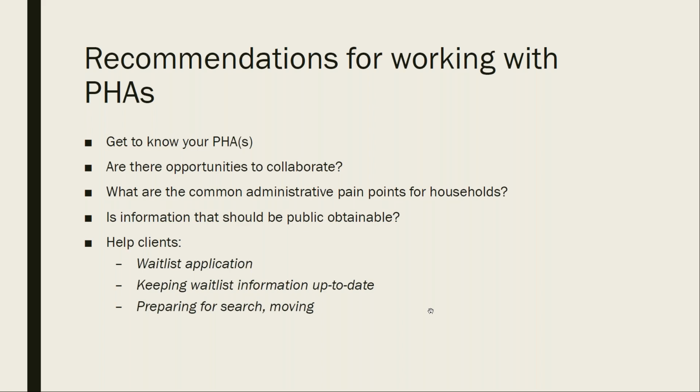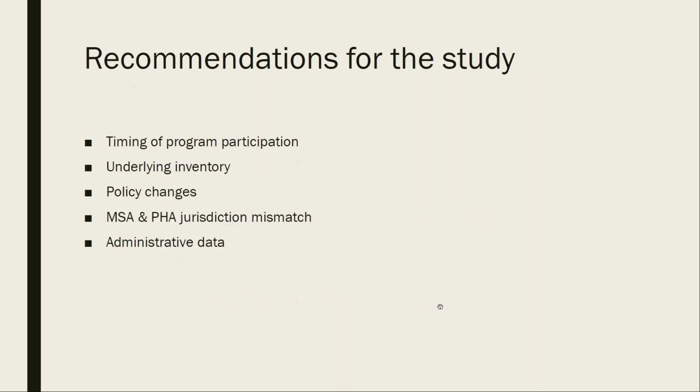And then also just making sure information that should be public is actually public. Sometimes a PHA just needs a nudge to help make that come to be. And then additionally, clients need help navigating these processes. We've talked about waitlist application, but also staying on the waitlist, keeping your information up to date and not getting purged, and then preparing for using assistance. Next slide, please.